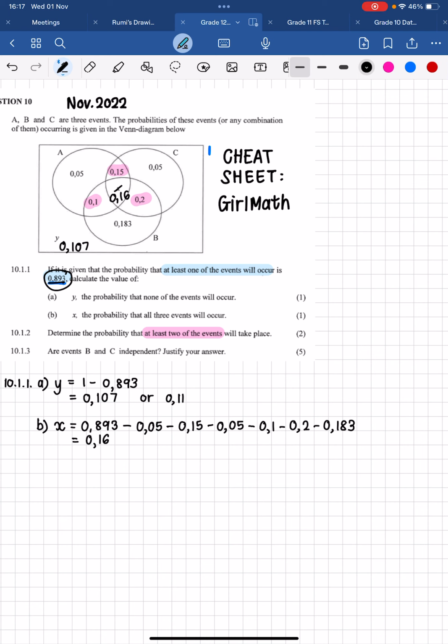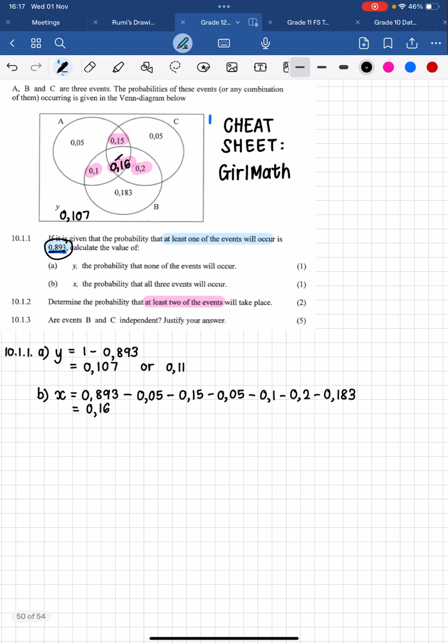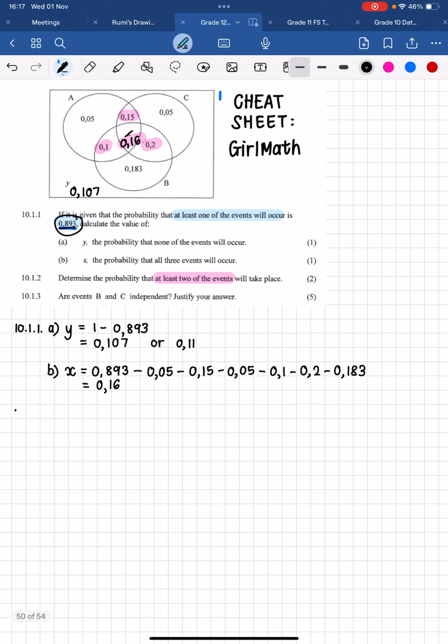At least 2 of the events. So that is A and C, that's 2. A and B, that's 2. B and C, that's also 2. But guys, we have to also include all 3 of them, because for all 3 of them, that is also at least 2. So now, since they're asking for the probability that at least 2 will take place, these numbers are all already probabilities, so we can just add them together.